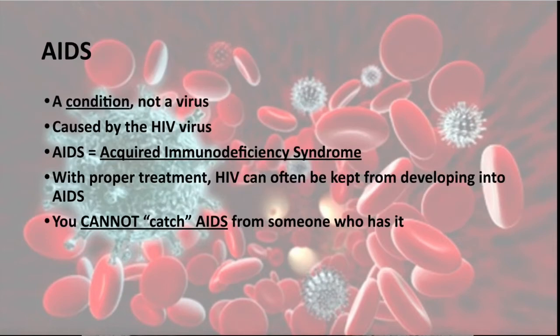So AIDS is a condition. Again, as I mentioned earlier, it's not a virus. You cannot catch AIDS from someone else. You can get HIV from someone else that can eventually become AIDS, but AIDS is not contagious. So you could be around someone who has AIDS, and as long as you are not sharing any form of body fluids with them, there's no way you could even get HIV from someone who has AIDS.